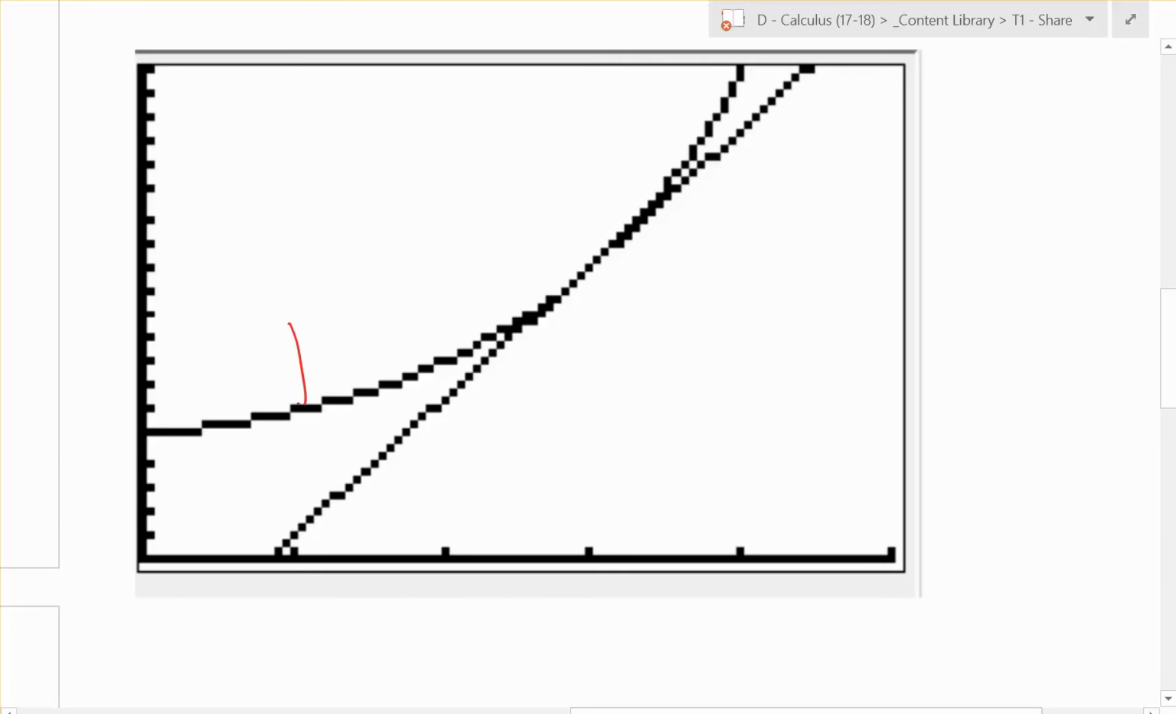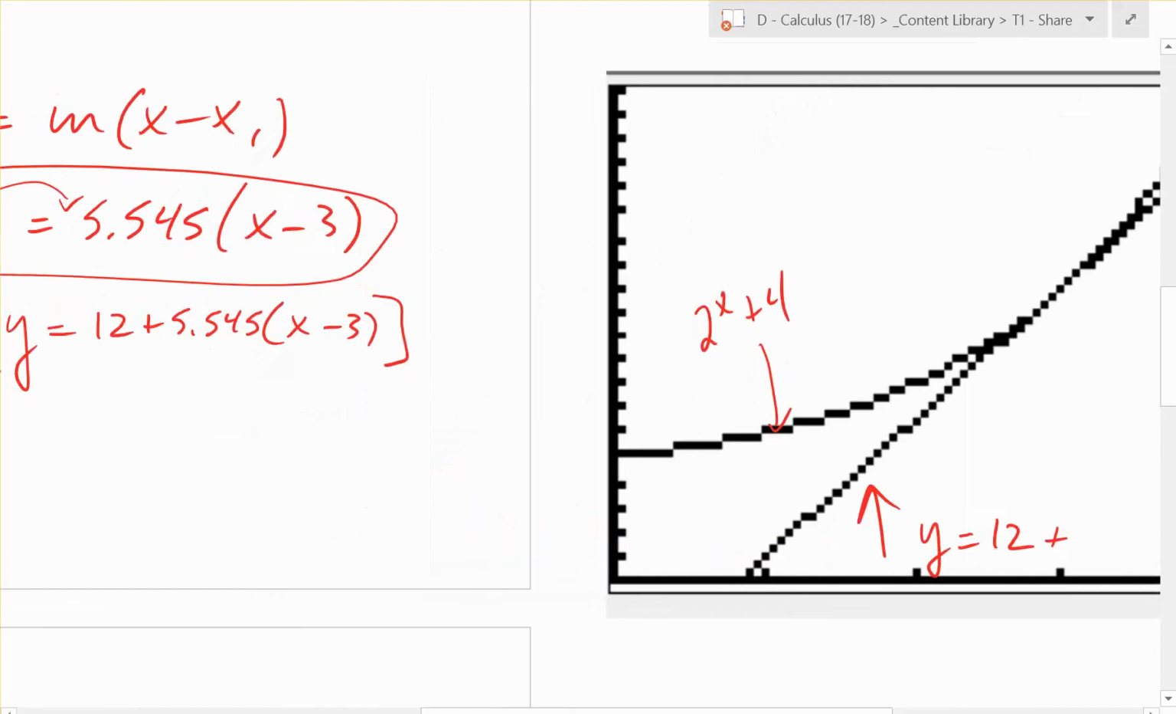So what do we have here? This function right here is 2 to the x plus 4. That function was y equals, written out, 12 plus, what was it?